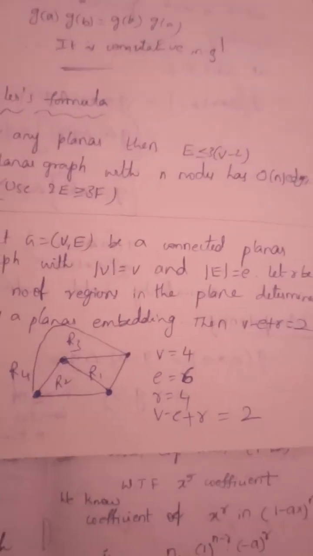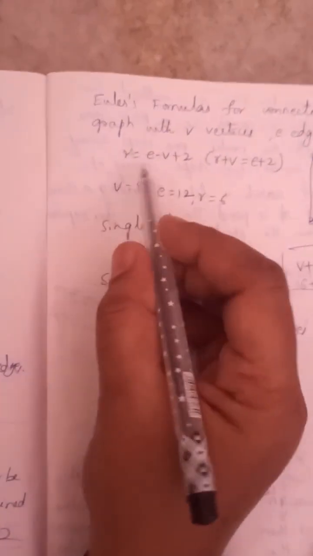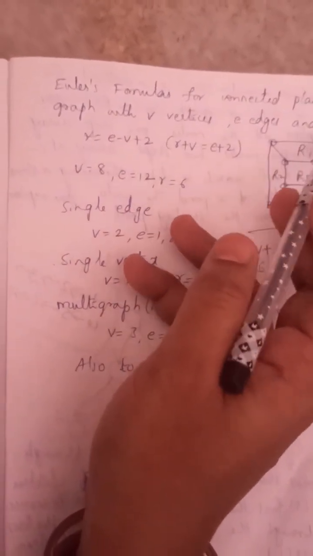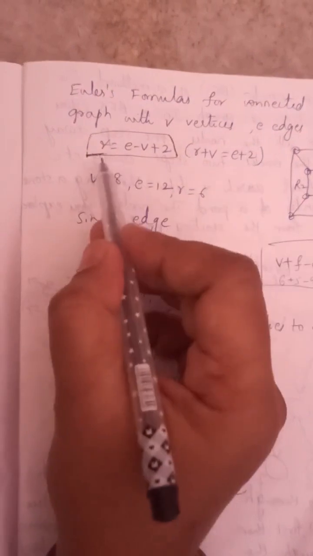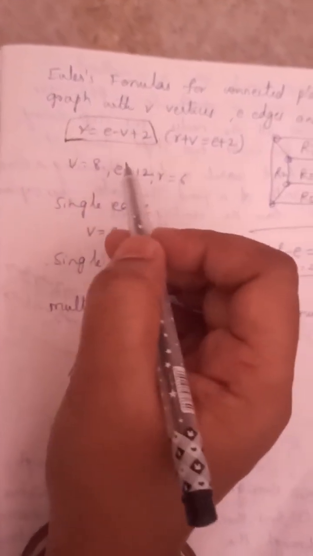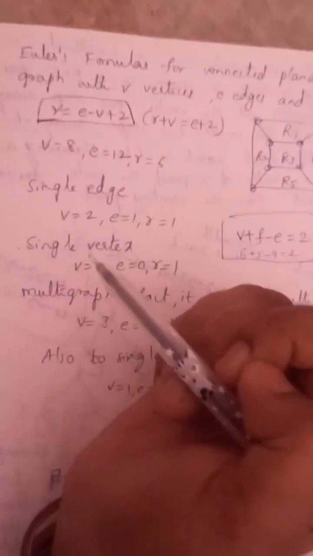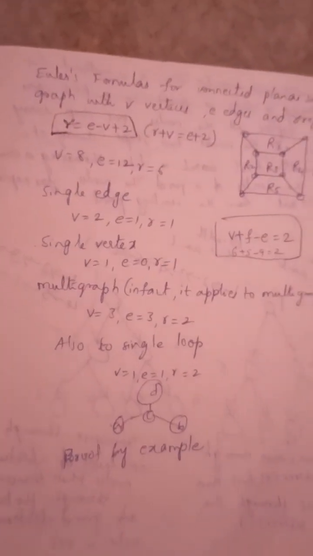And what is Euler's equation? From childhood onwards you are studying Euler's formula. Euler's formula for a connected planar simple graph with V vertices, E edges and R regions: R is equal to E minus V plus 2. The number of edges minus the number of vertices plus 2 is the number of regions. R is the number of regions. That is Euler's formula. You have to understand. I will send this picture also.